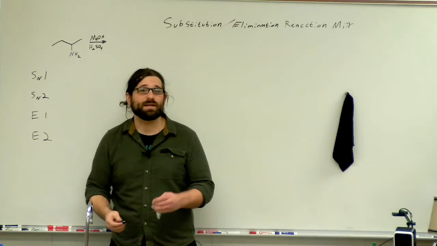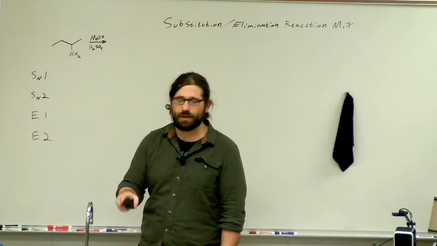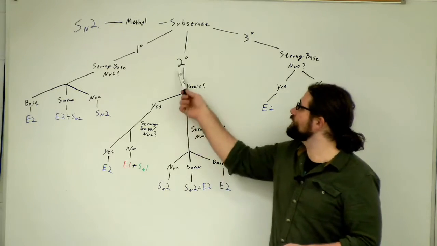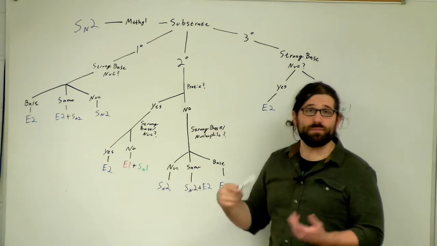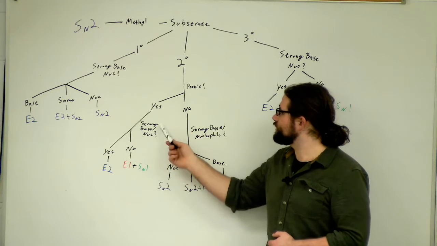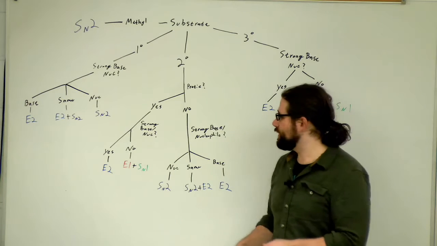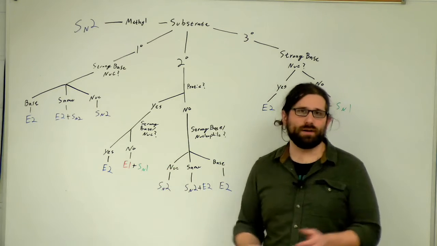So let's take a look at our flow chart to figure out which reaction we are going to be producing. So once again here, we have a secondary substrate. Our solution is going to be protic. Methanol is a protic solvent. So yes, is this a strong base? Methanol is not a strong base. So no. So we're going to have E1 and Sn1.